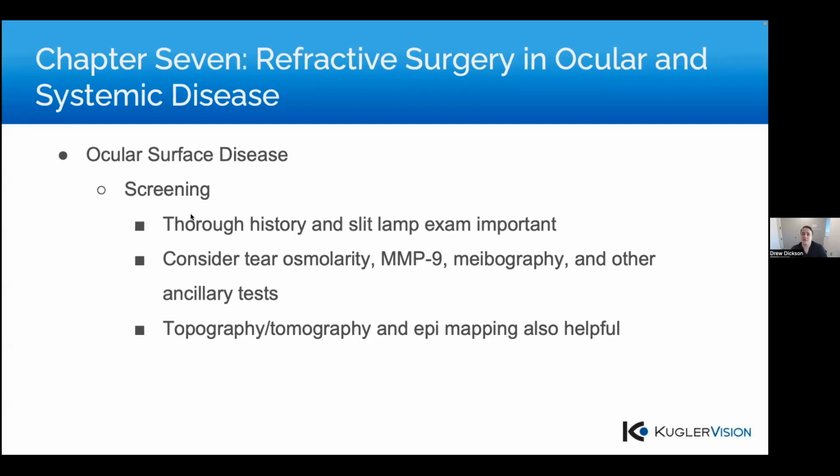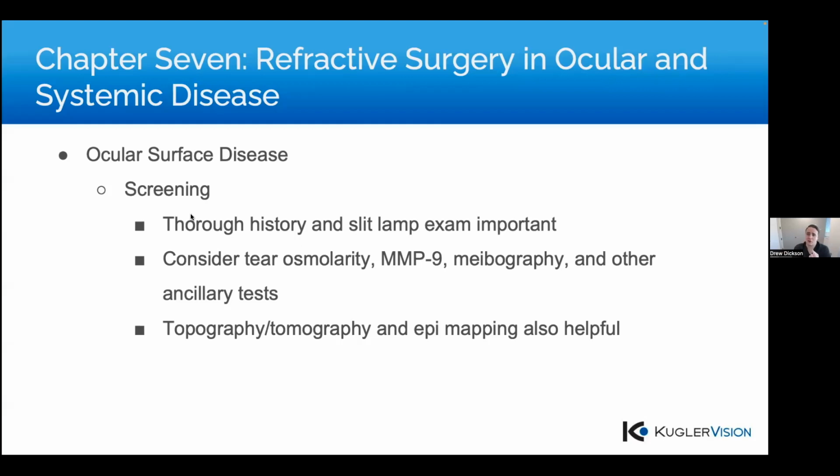So ocular surface disease is probably the most common thing that we come across and very important, especially when you're talking about doing laser vision correction on the cornea, to screen for. We talked about this a little going over chapter 2, but thorough history and slit lamp exam are important. You can consider some actual extra testing for measuring dryness.